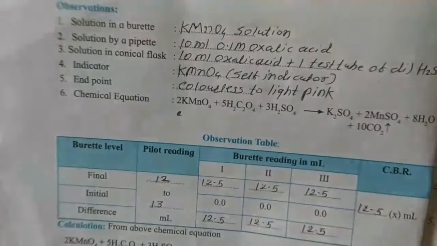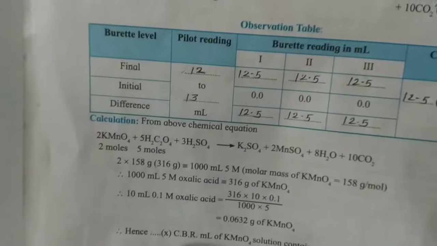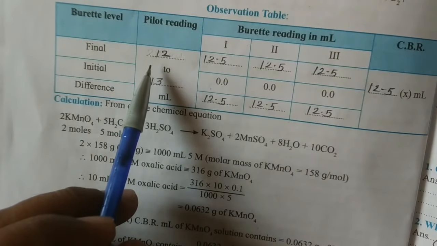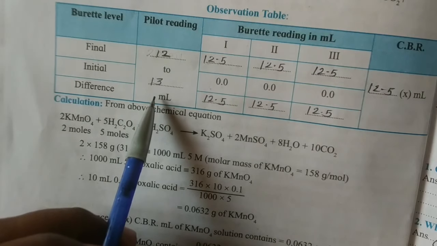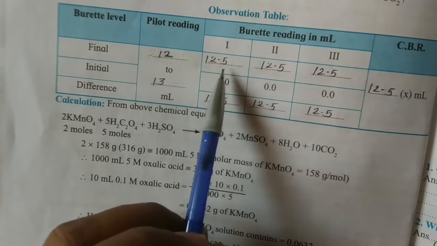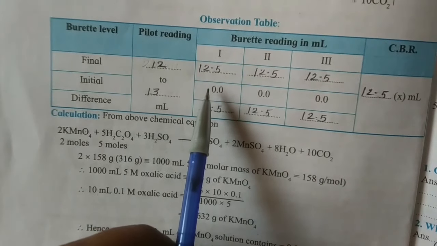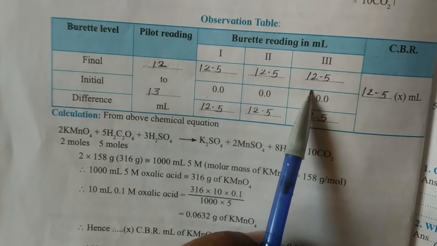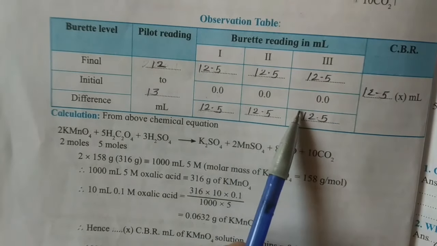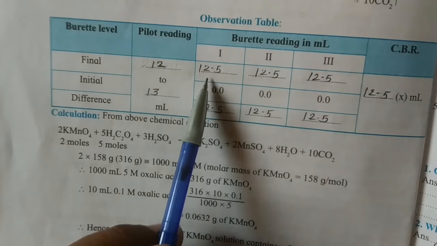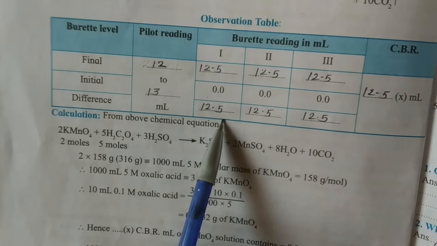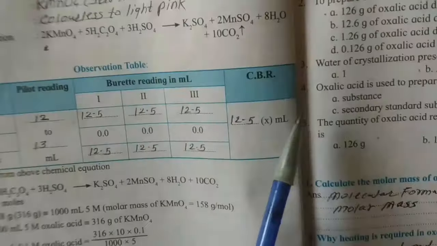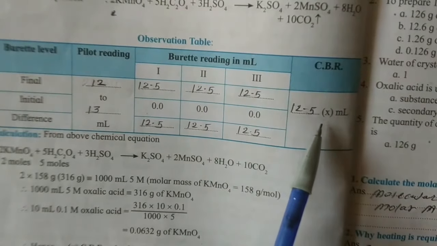Friends, then write down the observation table. Pilot reading, 12 ml to 13 ml. Then burette readings: first burette reading 12.5 ml, second burette reading 12.5 ml, third burette reading also 12.5 ml. These are the initial readings, and the difference between the final and initial readings is 12.5 ml, 12.5 ml and 12.5 ml. The CBR, common burette reading, is 12.5 ml.